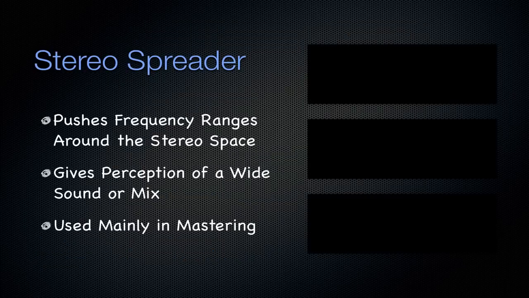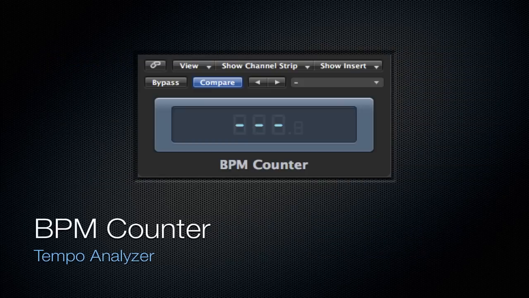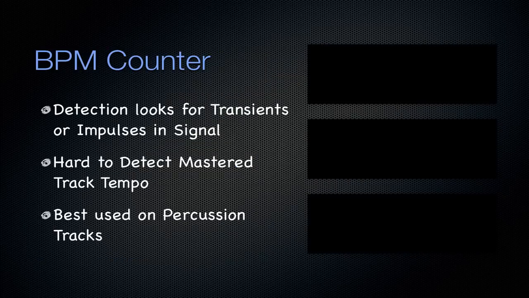You can set the low and high frequency cutoffs with this plugin as well. It gives the perception of a wide sound in a mix, but it's mainly used in mastering. Like I said, be careful, because you're going to want mainly your high and low frequency ranges in a mono signal instead of a stereoized signal. So make sure you set your low and high frequencies of this plugin so you do not play with the frequency ranges in there.